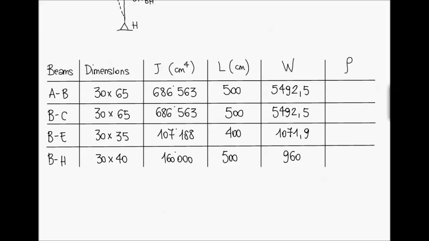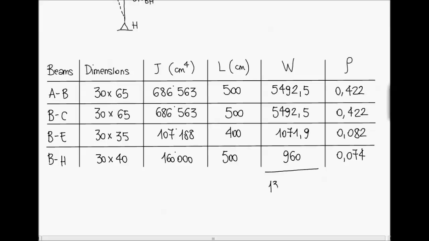So we can calculate the distribution factors, which are equal to 0.422, 0.422, 0.082, and 0.074. Considering that the sum of all the W factors is equal to 13,016.9, and the sum of the distribution factors is 1. So it is correct.